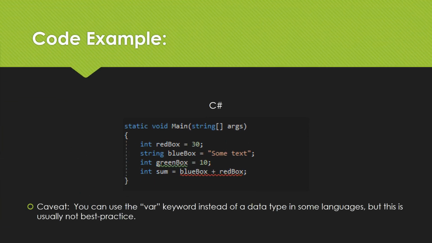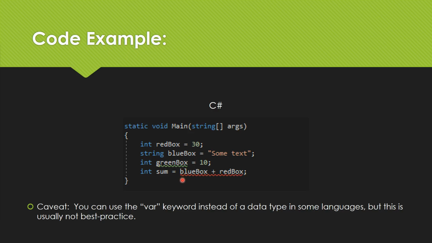And finally, we're going to get to a real code example. As you can see, I've declared all of the variables and given them all data types. And on this int sum, as you can see, I've tried to add blue box and red box, but this particular editor told me that, hey, this isn't going to work because it can see that we're trying to add an int to a string.